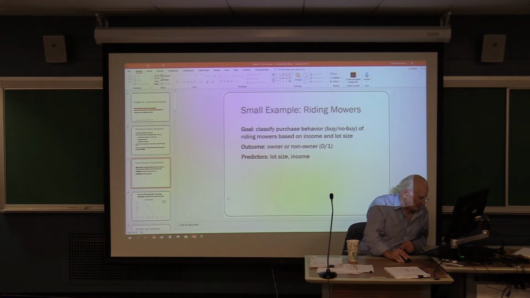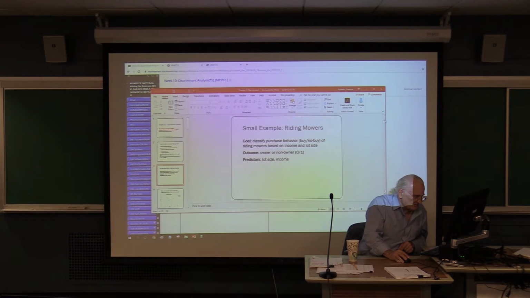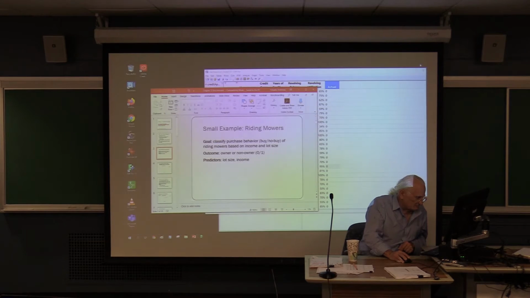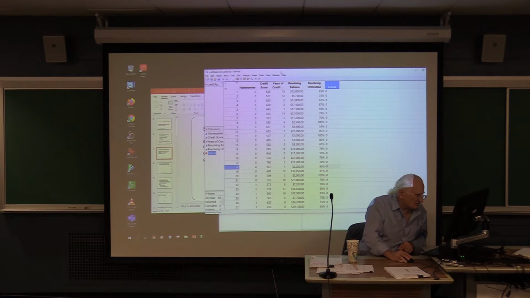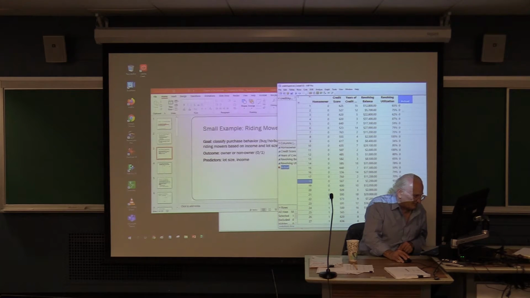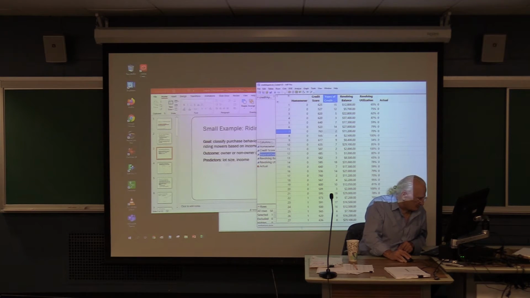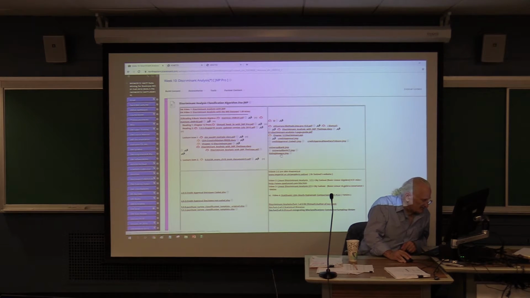So we have the outcome, okay? Let's see if I can have both at the same time. Okay. This is the outcome right here. Oh, this is not the riding mowers. I should have, this is the riding mowers.